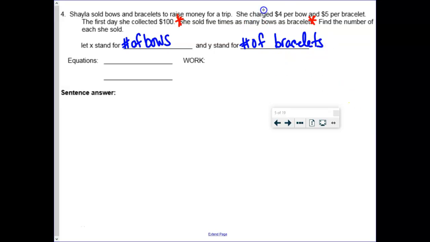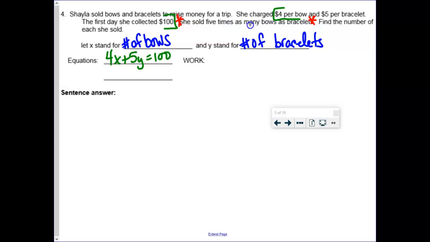So the equations, all the money clues are going to go together. If she charges $4 per bow and $5 per bracelet and collected a total of $100, that would look like this: 4x plus 5y equals 100.